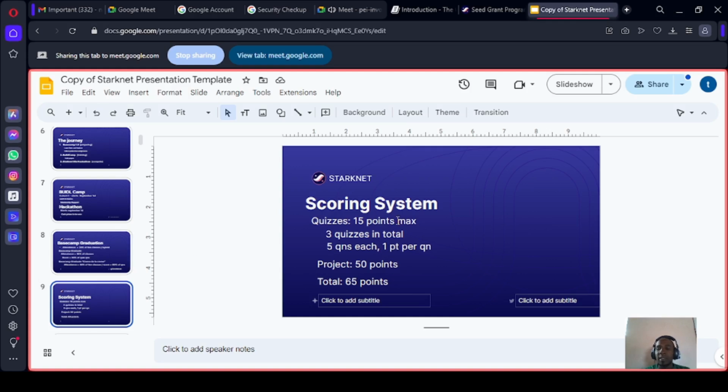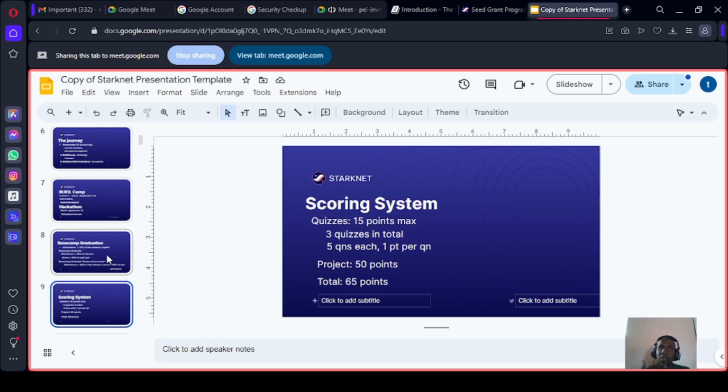So the scoring system: every quiz which is attempted, you earn yourself points. From the quizzes you earn 15 points max. There shall be three quizzes in total, 5 questions each, 1 point per question. Then the project will carry 50 points. In total, in case someone has earned all those points, they will amount to 65 points.